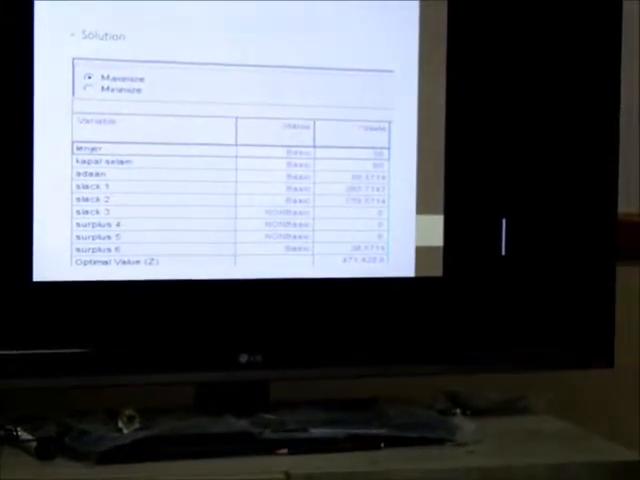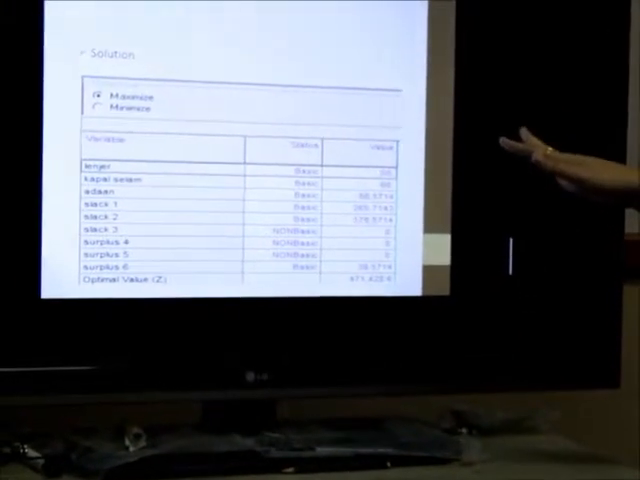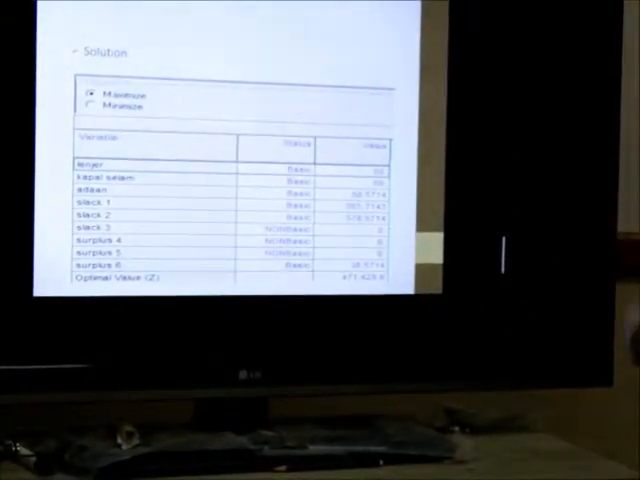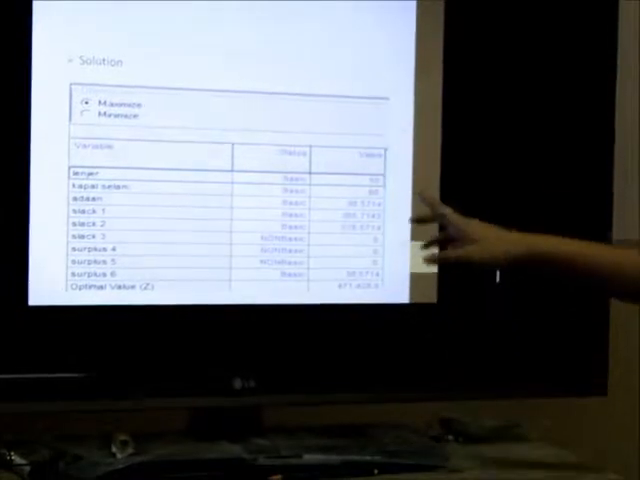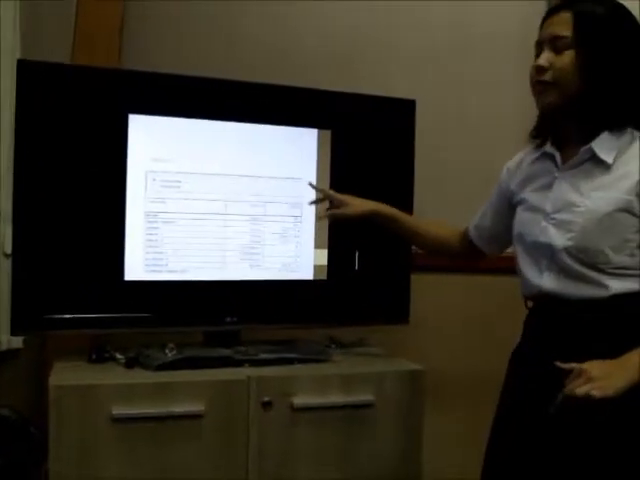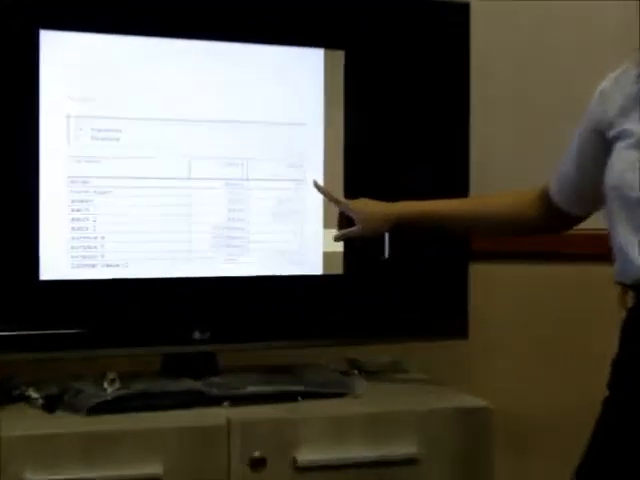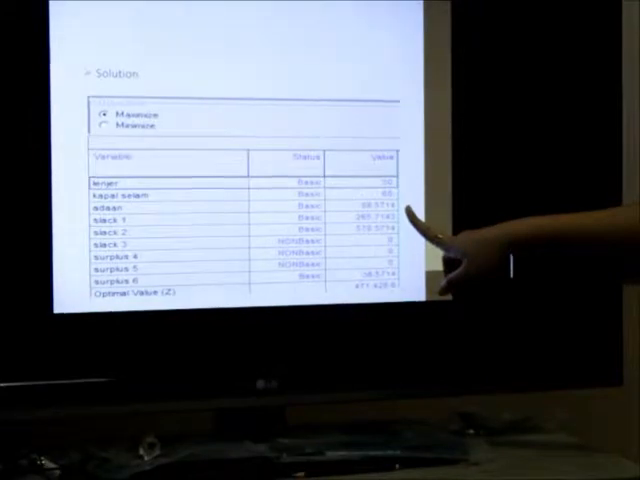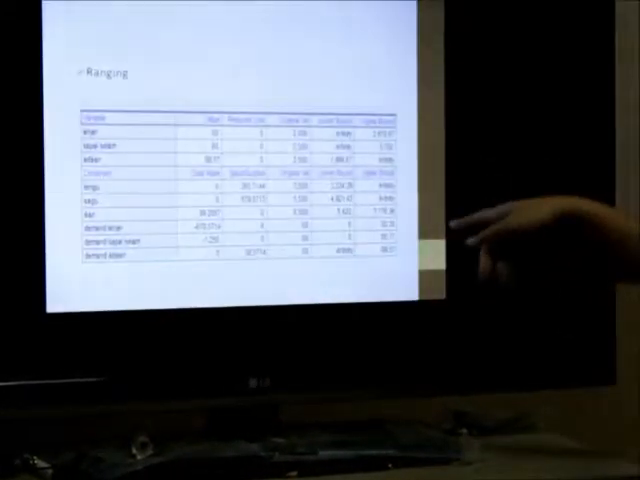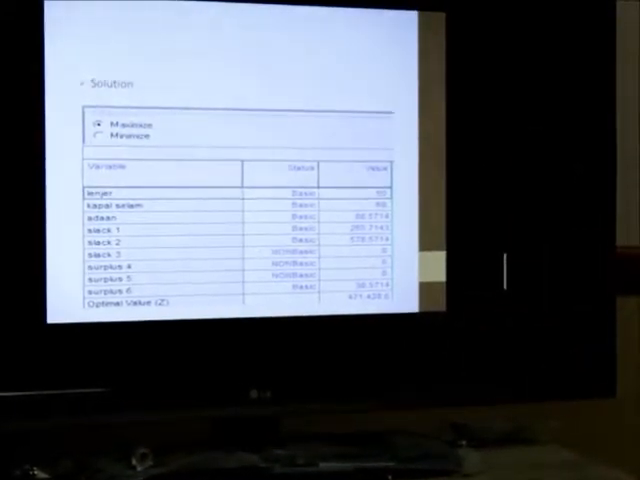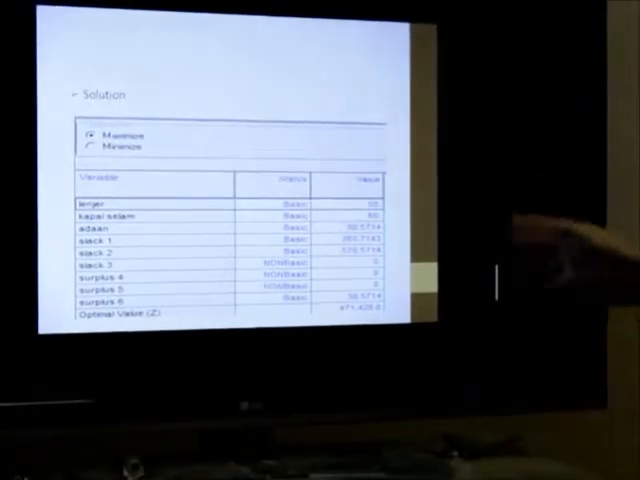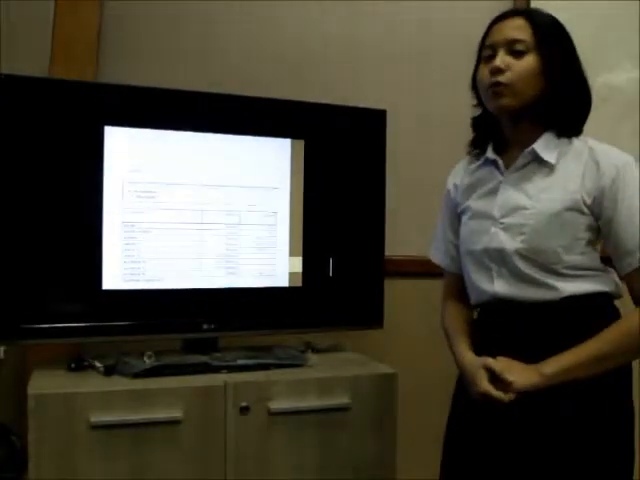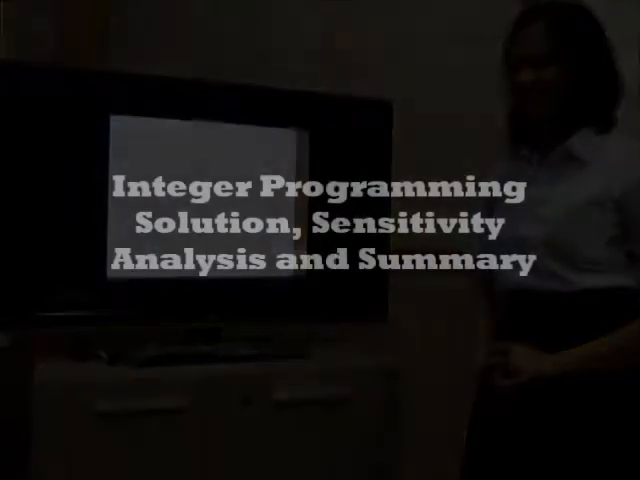From the KM software, we can get how many pempek lenjer, kapal selam, and adaan we should provide. For pempek lenjer, the value is 50, kapal selam is 60, and adaan is 88.5714. Because the adaan is a decimal number, we use integer programming, which will be explained by Dian.